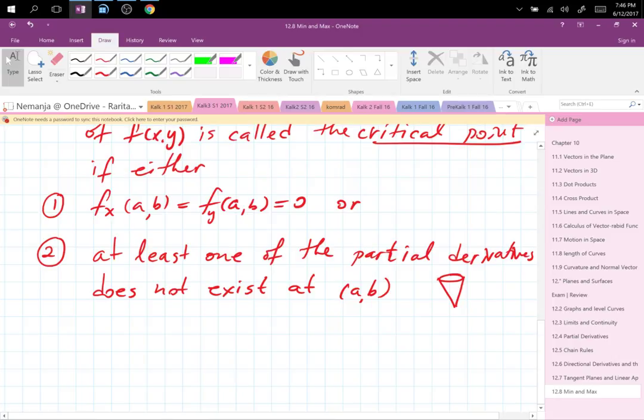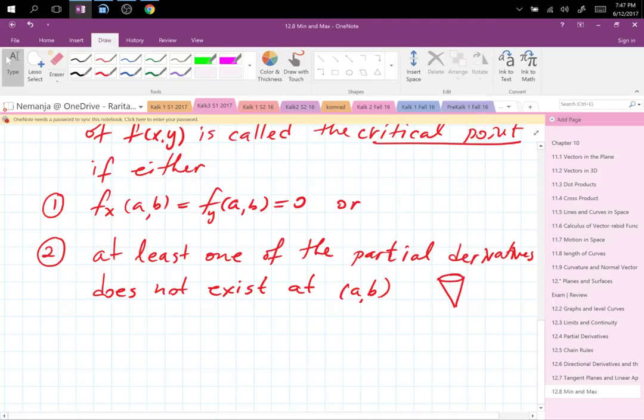99.7% of the time we are dealing with number one because we are computing stuff. But eventually you might deal with something in engineering and you need to know these things. So there you have it.